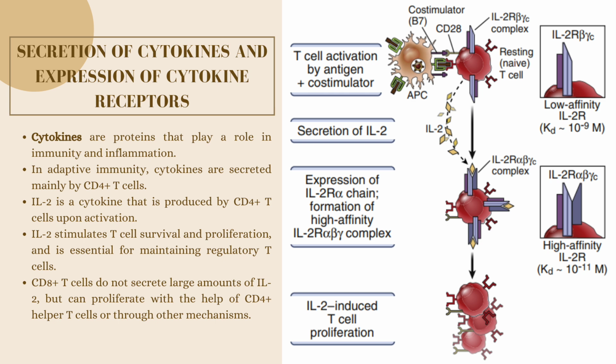When activated by antigen recognition and co-stimulation, the T cells produce IL-2 and express the alpha chain of the IL-2 receptor, or CD25, which combines with the beta and gamma chains to create a high affinity IL-2 receptor. IL-2 binding with this receptor leads to T cell proliferation and aids in antigen recognition.